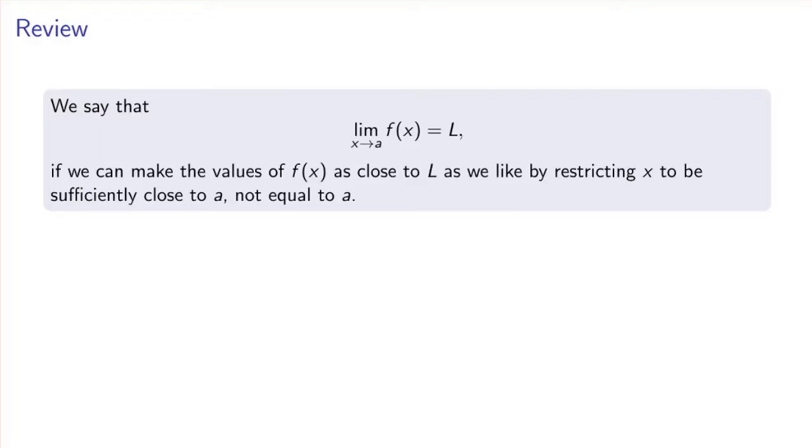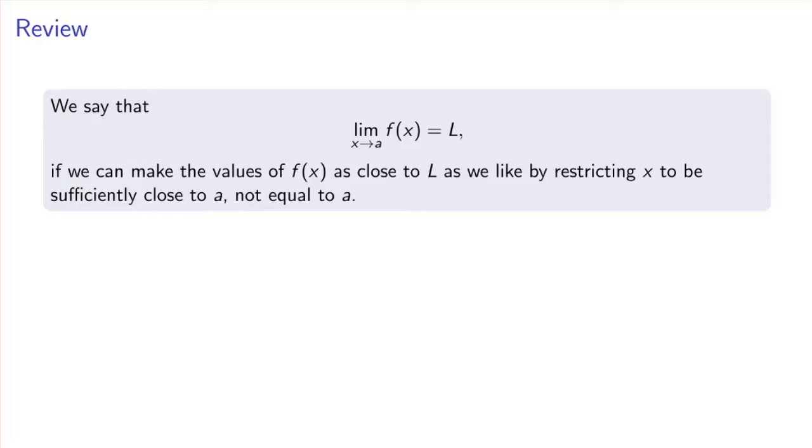So we say that the limit of a function f of x as x approaches a is equal to L if we can make the values of the function as close to L as we like by restricting x to be sufficiently close to a but not equal to a. So roughly speaking, what that means is that as x approaches a, the value of the function approaches L.